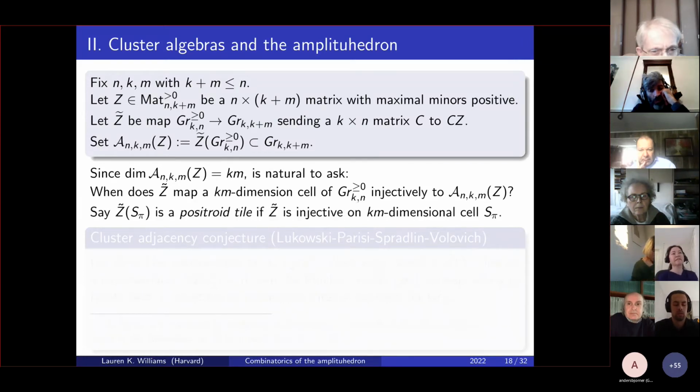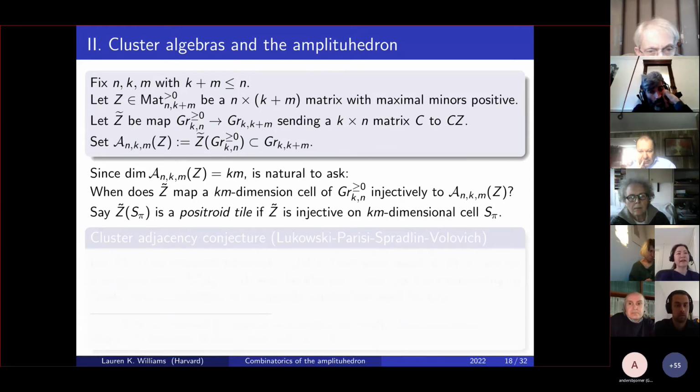We'll define a positroid tile to be the image of a cell such that this cell has dimension KM and such that Z tilde is injective on this cell. Basically we want to understand how the amplituhedron map behaves on the individual cells of the positive Grassmannian, and it's particularly nice to focus on the cells on which the amplituhedron map is injective.